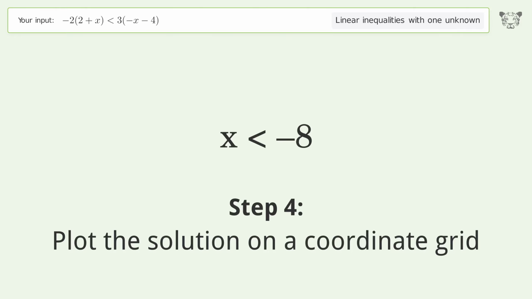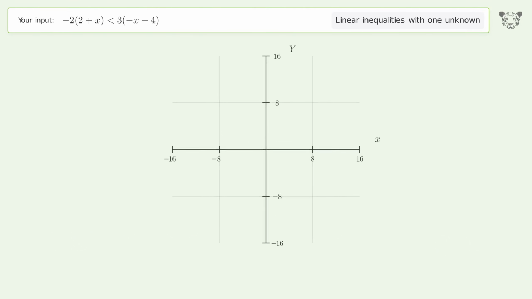Plot the solution on a coordinate grid. And so the final result is x smaller than -8.